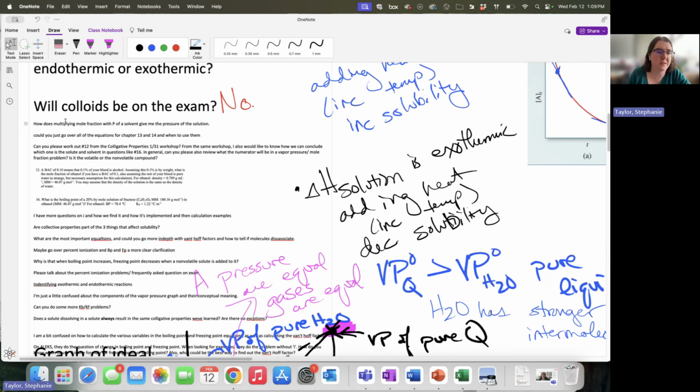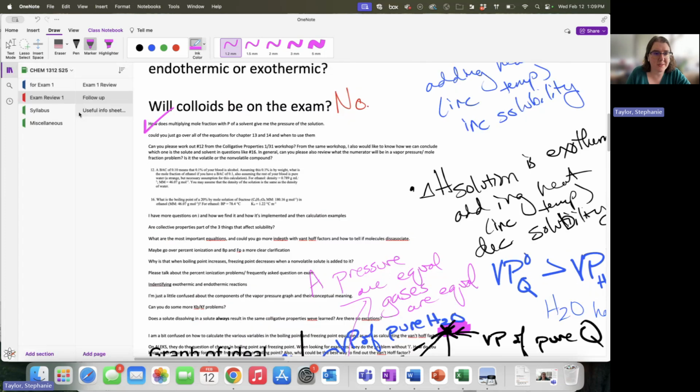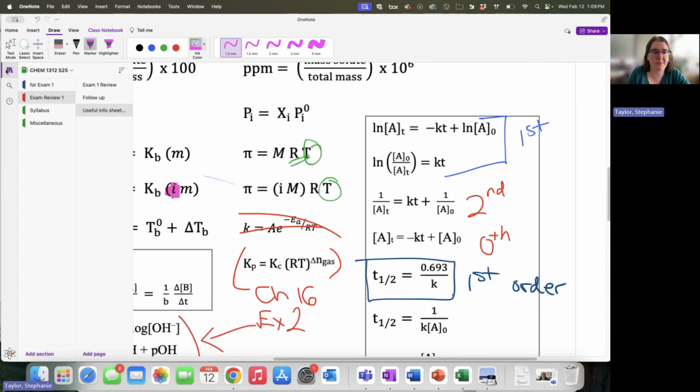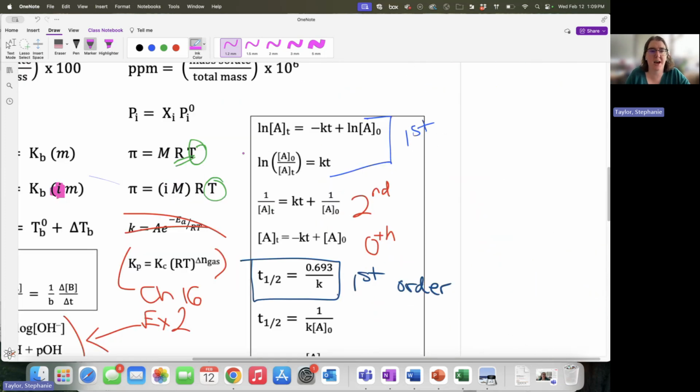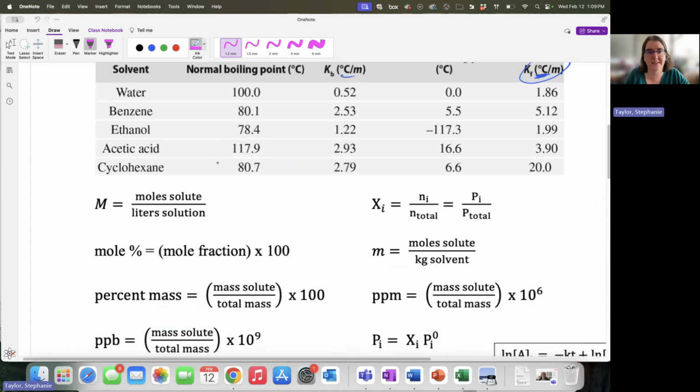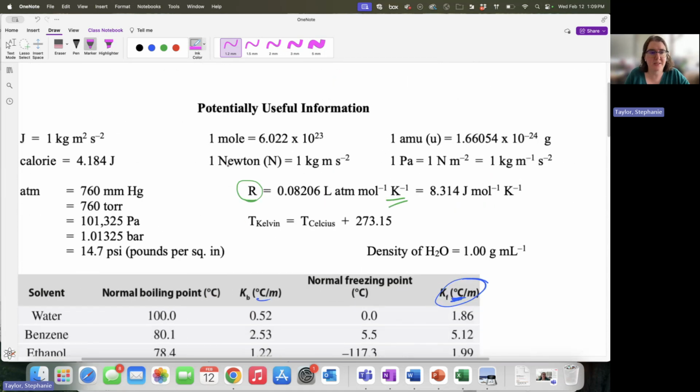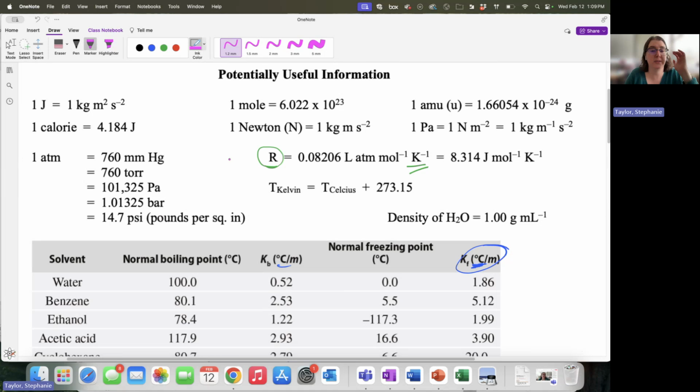Can I just go over all the equations of chapter 13 and 14 and when to use them? I'll go over some of them. I'm going to have some problems at some point, but we'll see how I do. And part of the reason why I said I'll try is some of these things we can talk about that we're not going to use yet. So the calorie, we'll use it later, but we're not going to use the calorie right now. We're not going to use the Newton right now. That's also later.